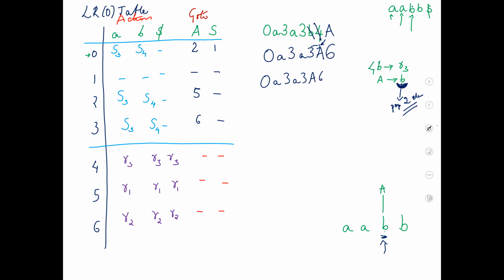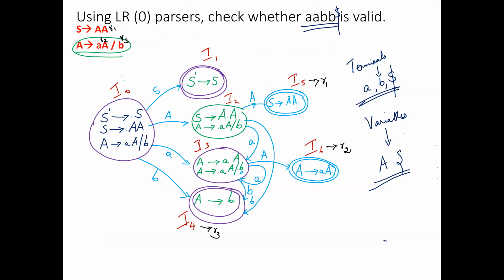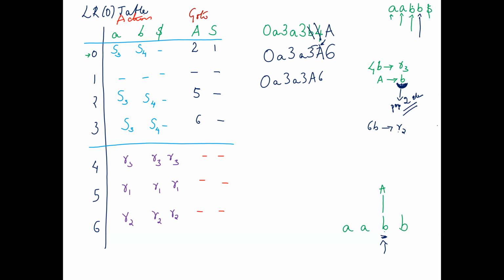I finished B. Now my look ahead pointer is at this B. So find out 6B. 6B, they are telling me R2. 6B is R2. Let me check out what is R2. R2, what is my rule? A is A. That is my R2.